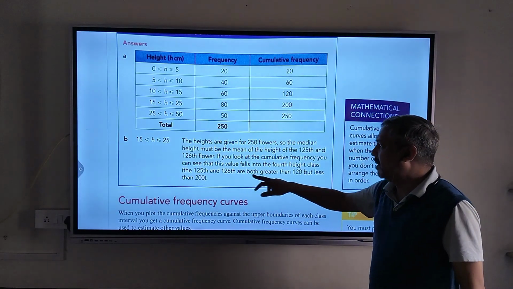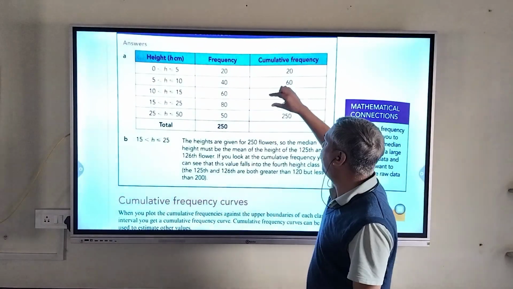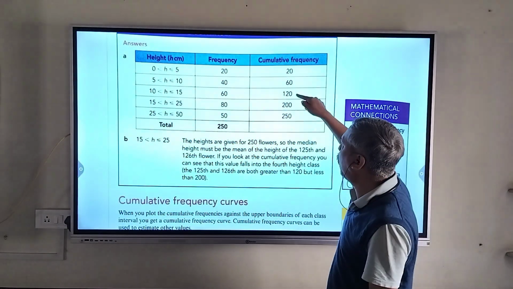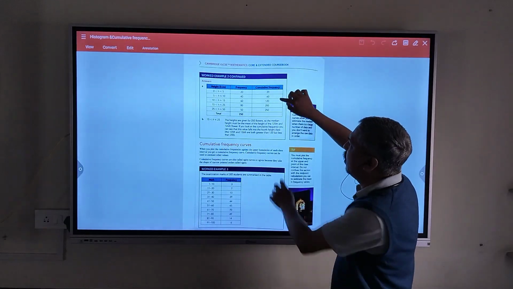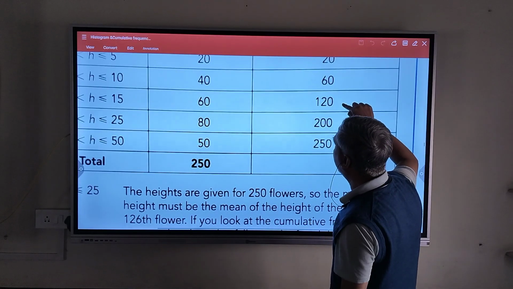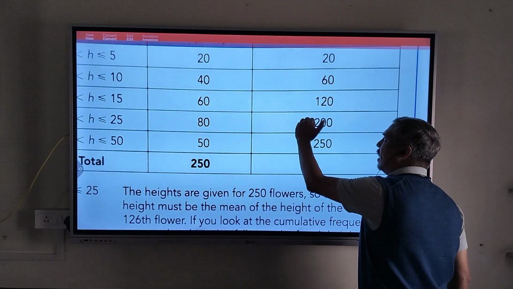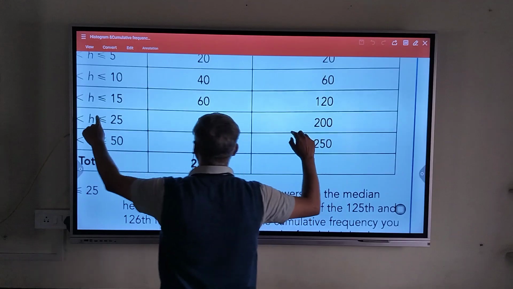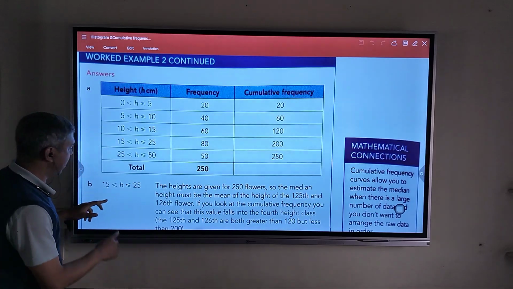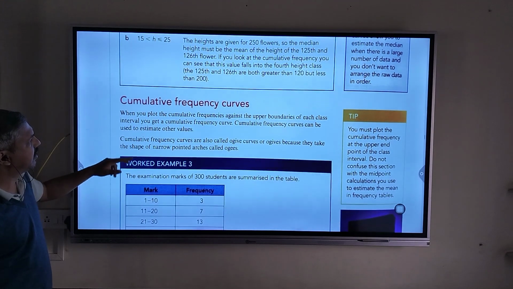If you look at the cumulative frequency, you can see that it will be the class 15 to 25, where the limit of 125, 126, those numbers are crossed in this region. Up to this, there are only 120 entries which have been encountered. But in this class, the 125th and 126th entry is encountered. So the class 15 to 25 is the class in which the median can be found. This is called the median class.